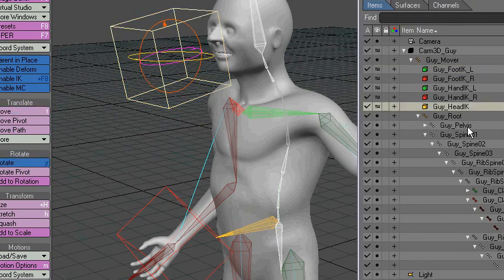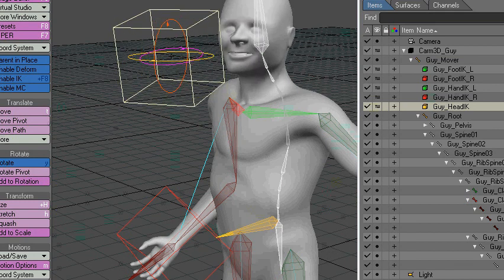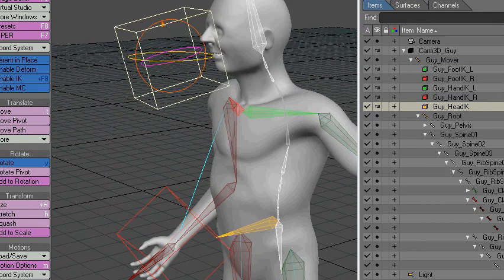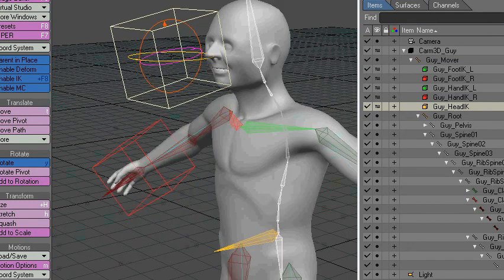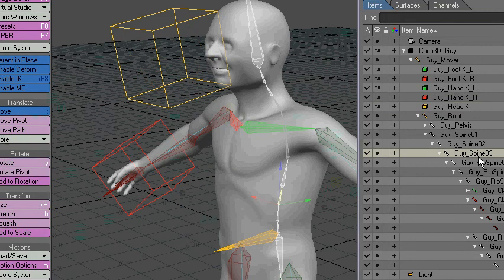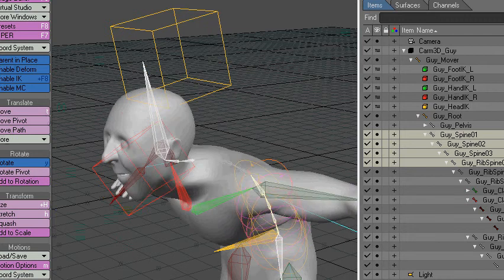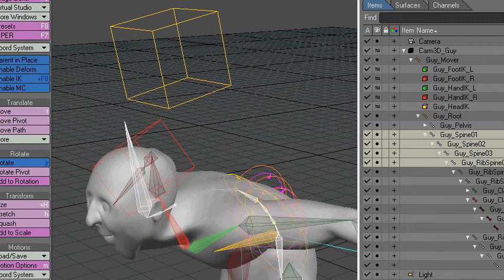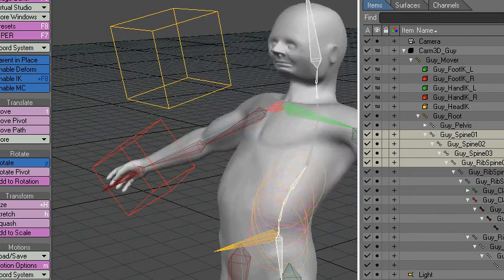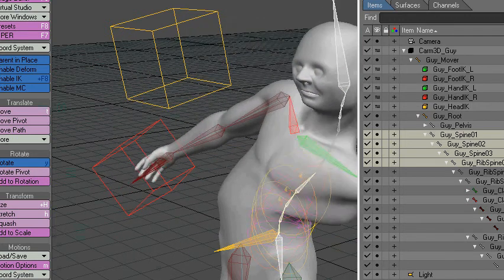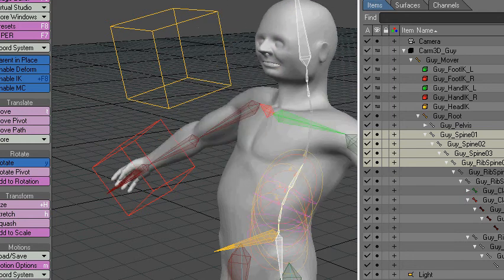Now the head controller only does one thing. It controls the orientation of the head. It does not deal with the position whatsoever. So what that means is, if I grab some of his spine bones here and rotate him, his head stays looking forward. Same thing with that. So you have independent control there.